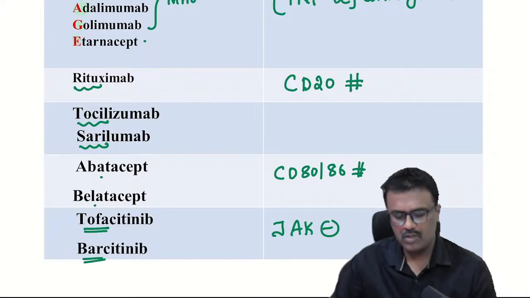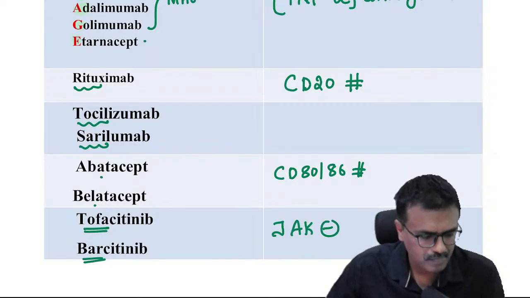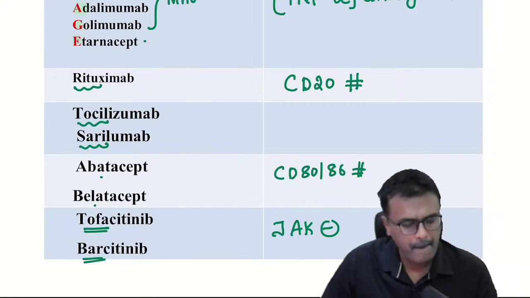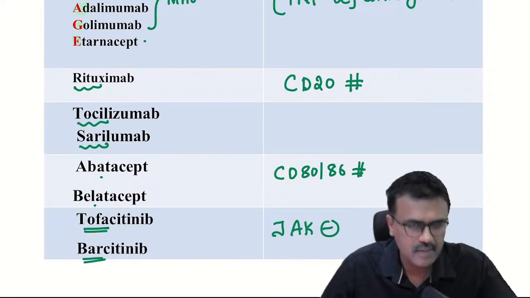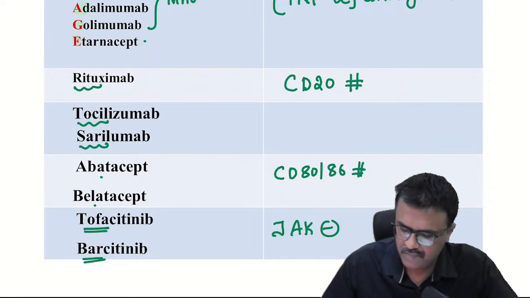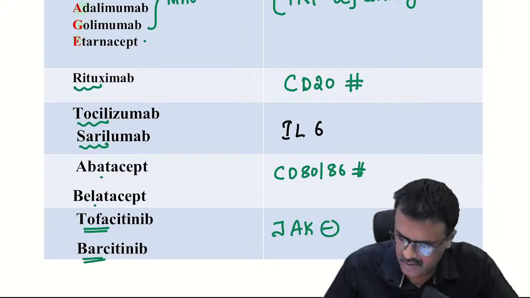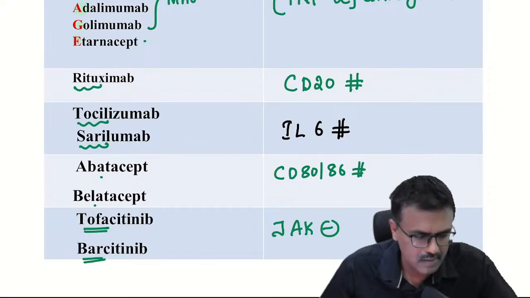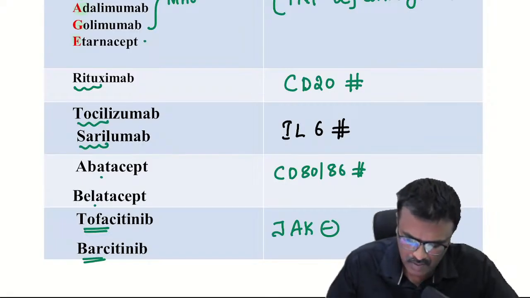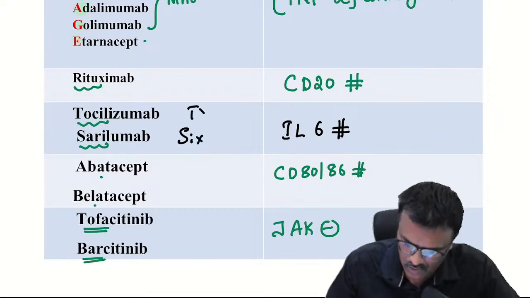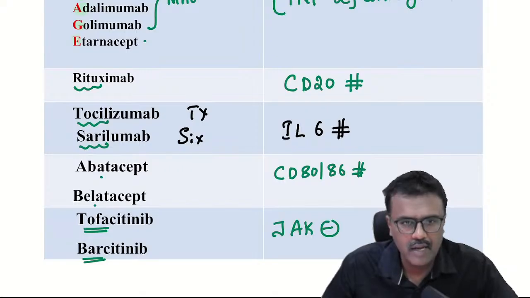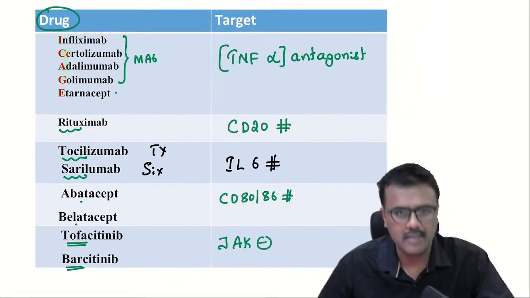Any guesses for tocilizumab and sarilumab? What do they block? Take a guess. They are interleukin 6 antagonists. Interleukin 6 antagonists, very good. It's okay, you tried your best. Interleukin 6. Remember the mnemonic: S6T, six for sarilumab and tocilizumab, because they keep on asking these targets.